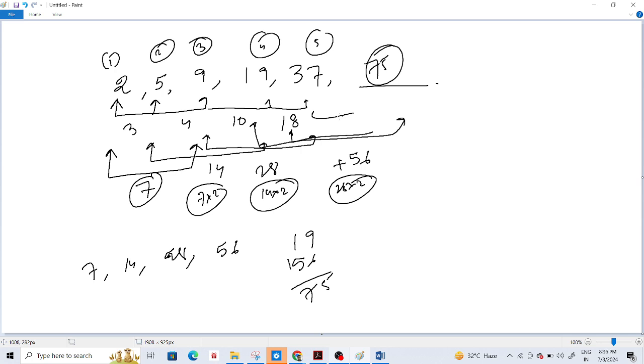No issues. Ritama, your approach? Yes, sir. I did the same thing. Okay, Ishika, did you understand this? Yes, sir.